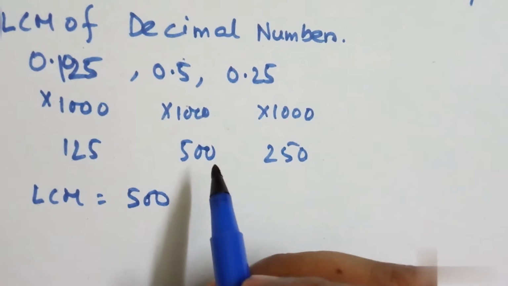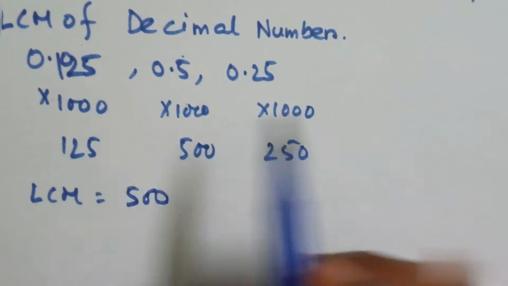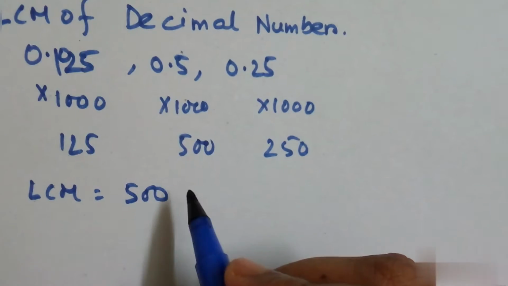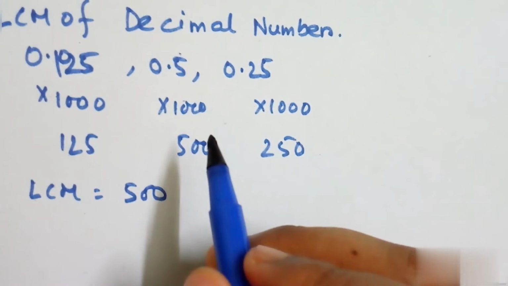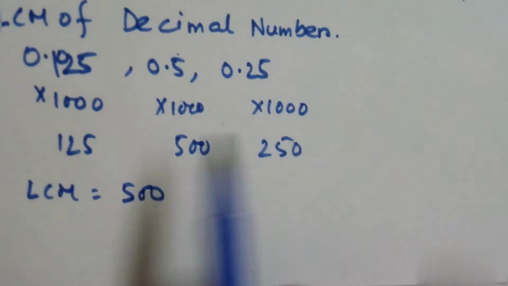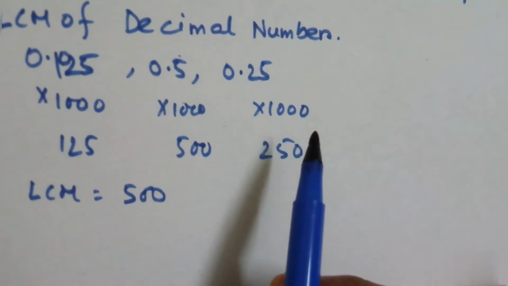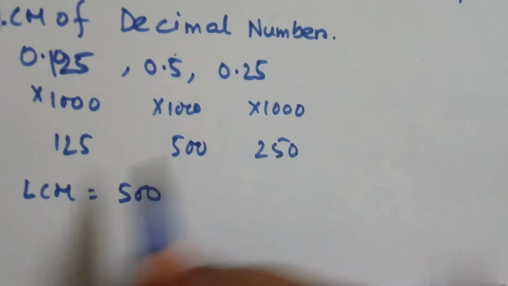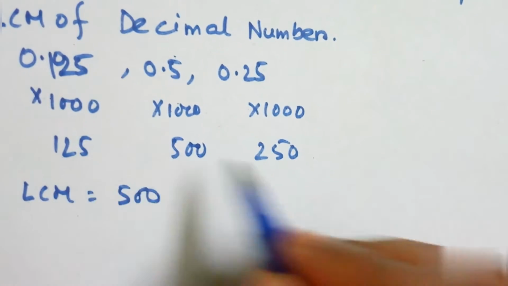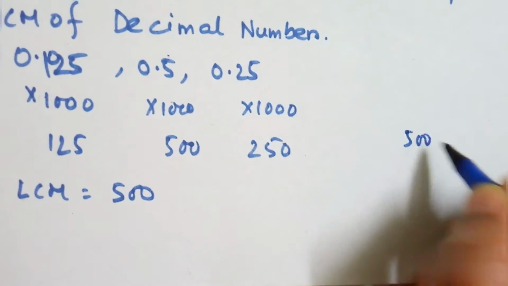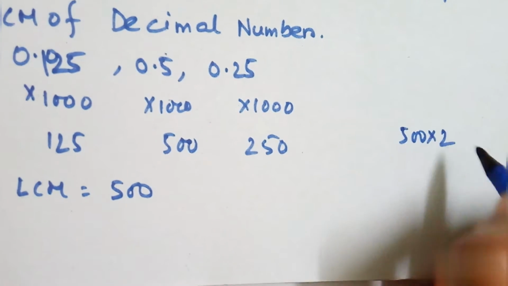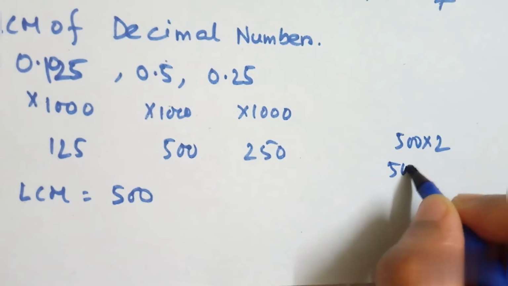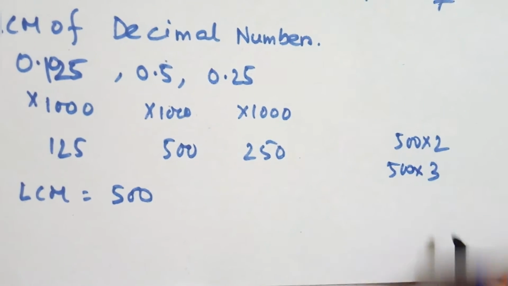If in case the biggest number is not divisible by the other numbers, then multiply that biggest number with 2 and then check if it is divisible. If not, then multiply with 3. Like if it is not divisible by this, first multiply this with 2. If it is not divisible, then multiply this with 3 and so on. Okay.